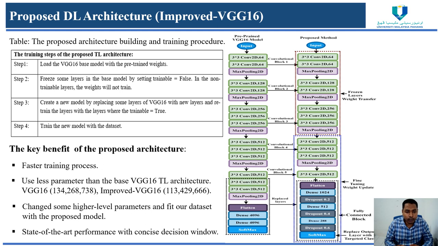There are several key benefits of the proposed architecture. It provides a faster training process since it uses fewer parameters than the base VGG16 model. We also change some higher level parameters and fit our dataset with the proposed architecture. This architecture achieves state-of-the-art performance with a concise decision window.